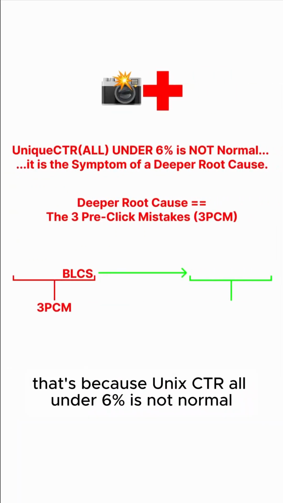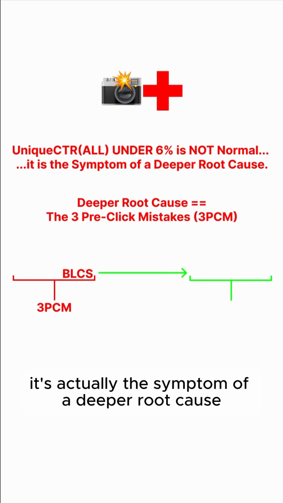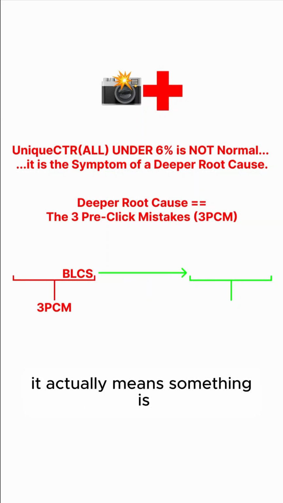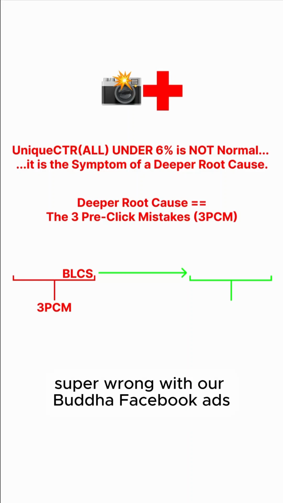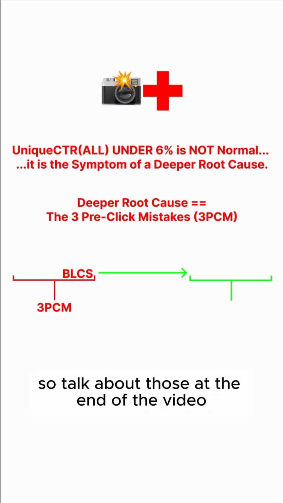That's because unique CTR under 6% is not normal. It's common, but it's not normal. It's actually the symptom of a deeper root cause. It actually means something is super wrong with our Boudoir Facebook ads. And the deeper root cause are the 3 pre-click mistakes. We'll talk about those at the end of the video.